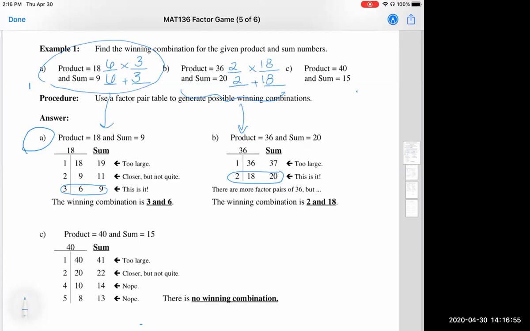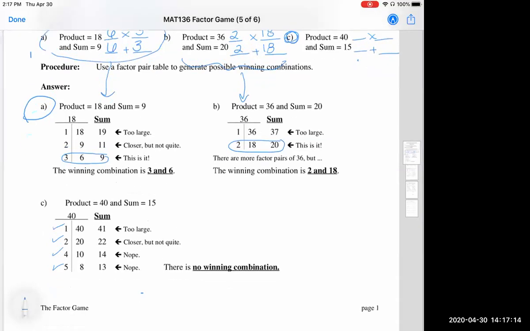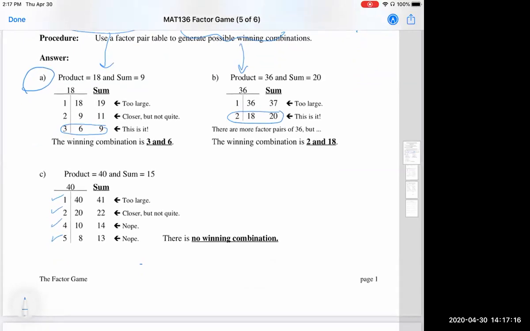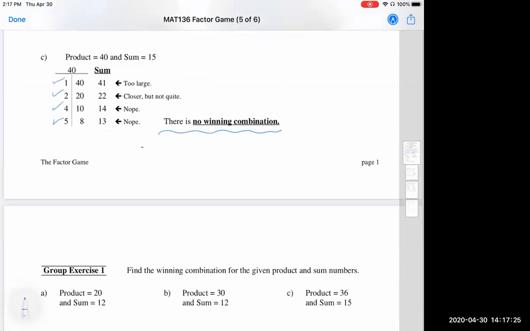Lastly, for C, what numbers can I multiply to get 40, and when I add those same numbers, get 15? For 40, we can use 1 times 40, 2 times 20, 4 times 10, and 5 times 8. But we want the sum to be 15. Which one adds to give us 15? None of them work, right? There is no winning combination. And that's okay. That sometimes happens.